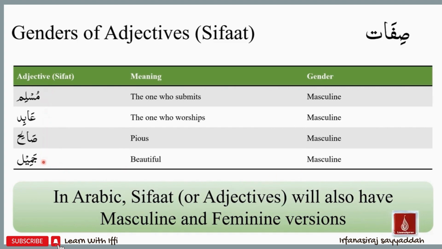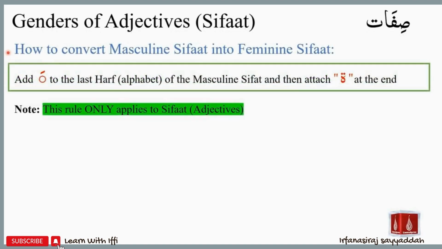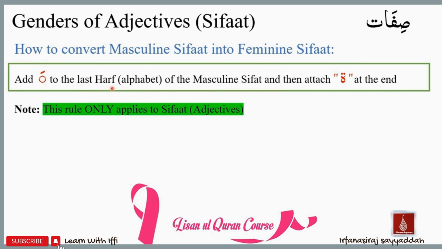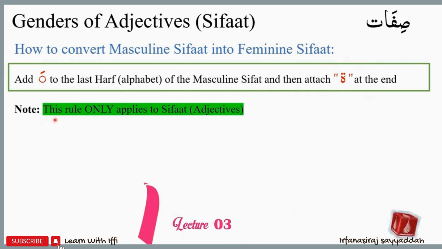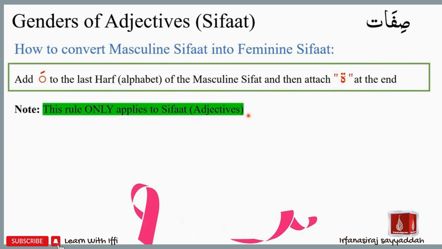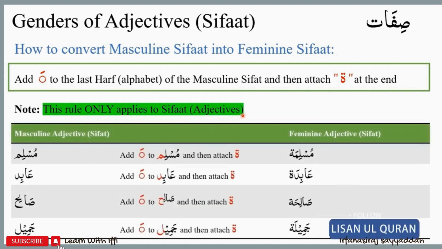Let us look at what will be the corresponding feminine genders for these sifat. We will learn how to convert masculine sifat into feminine sifat. The rule is to take a masculine sifat, add a zabar on the last alphabet or the last harf of that masculine sifat, and then attach a gol ta at the end. Please note that this rule only applies to sifat, that is adjectives. You cannot apply this to other forms of ism. Let us do some practice.